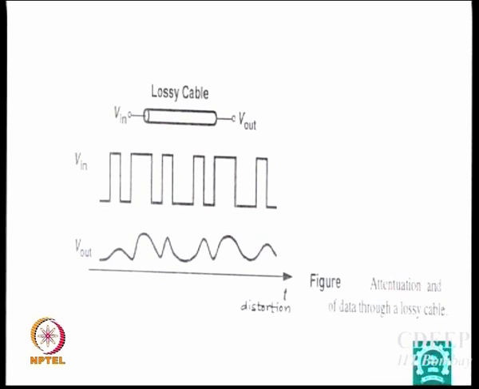For example, you have a cable and you are inputting a signal V in and expecting an output V out. It is a good V in signal, a good pulse is going, but what you see at the output, if the cable is lossy, which it will be in most cases, there is nothing called a lossless cable. Low loss cables are possible, but there is nothing called lossless cable. So even if you are lossy, the output you get is not digital. You can see what signal you are actually transmitting.